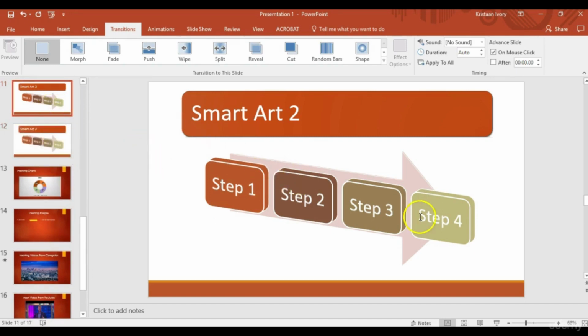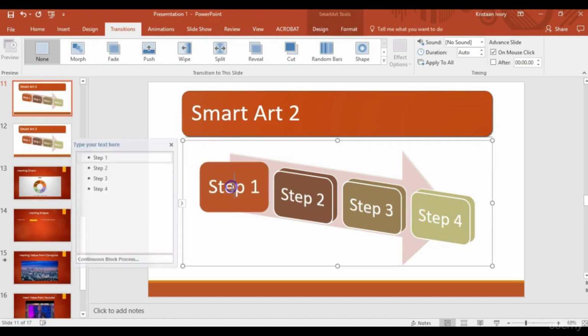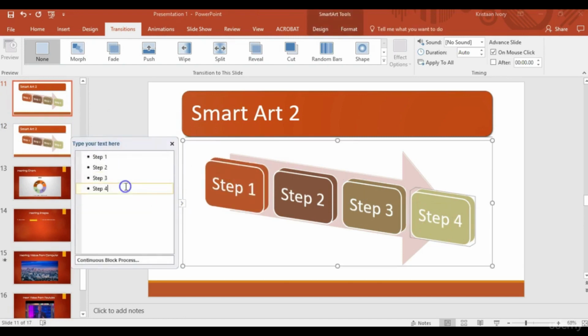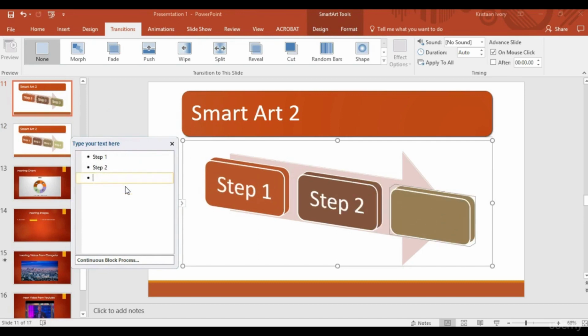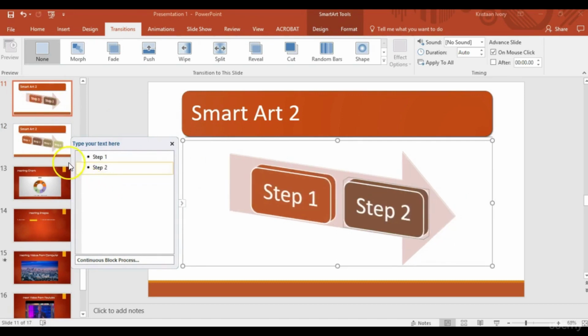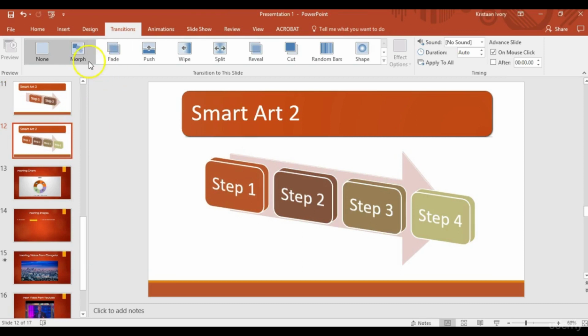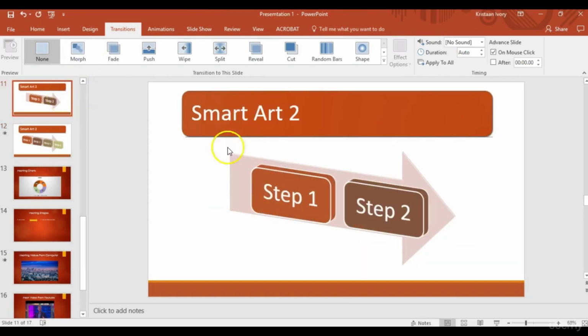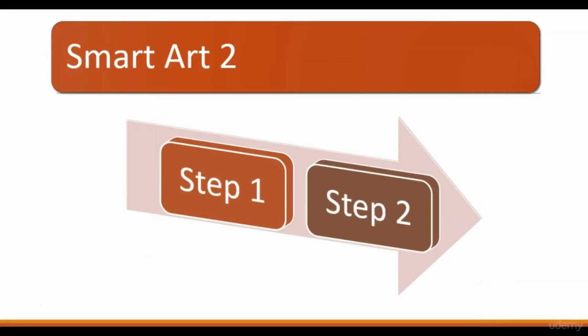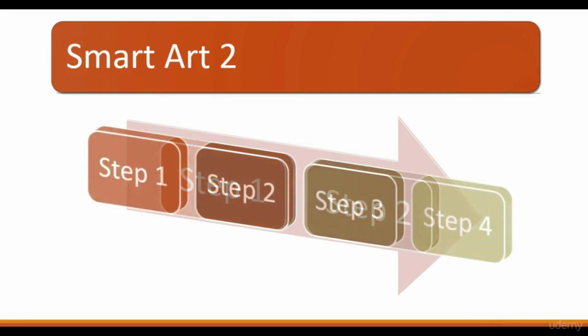And in our first one, we are going to get rid of these last two steps, so step 3 and step 4. So now we just have 2 steps, and here we have 4 steps. And we're going to click on the morph transition. So let's go ahead and click on the slideshow button, and then we'll click the right arrow to go to the next.